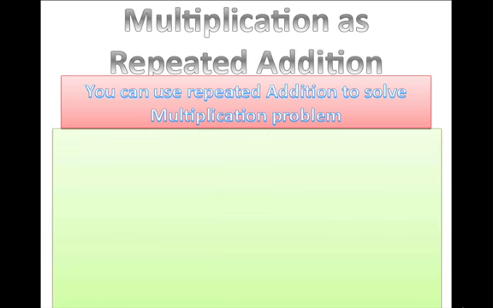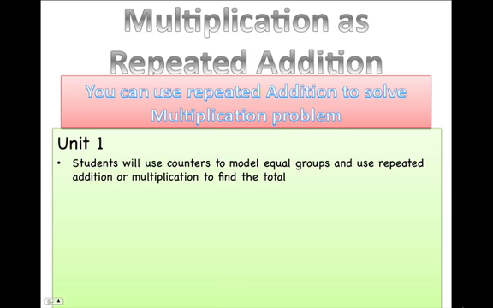In this unit, Unit 1, students will use counters to model equal groups and use repeated addition or multiplication to find the total number. Don't forget to download your counters page from the website. You will be using this page throughout the lesson.